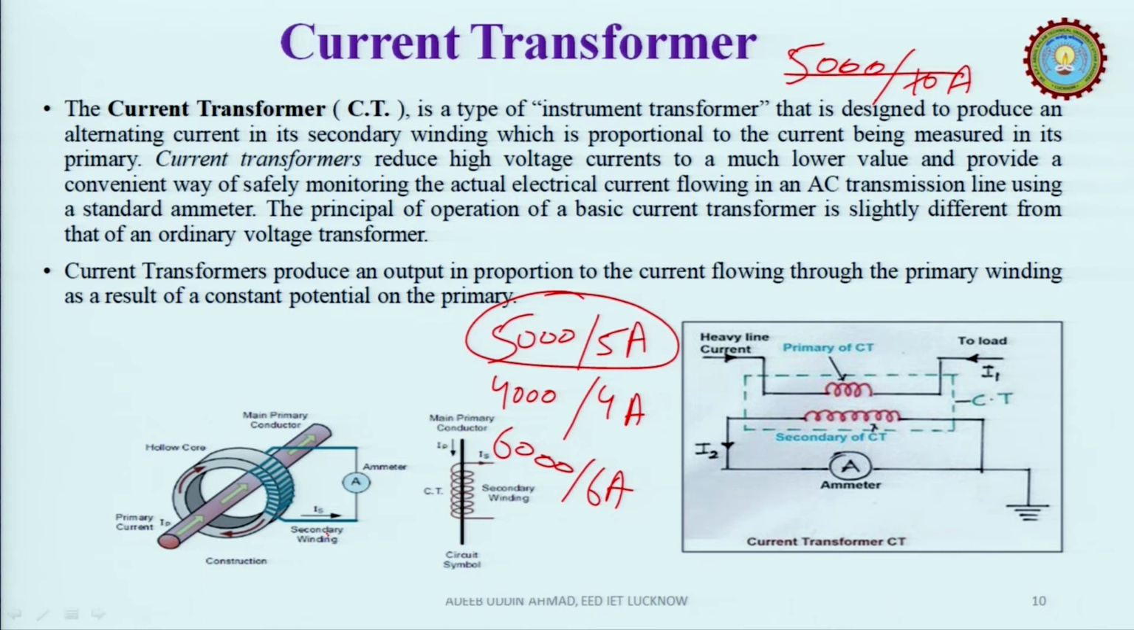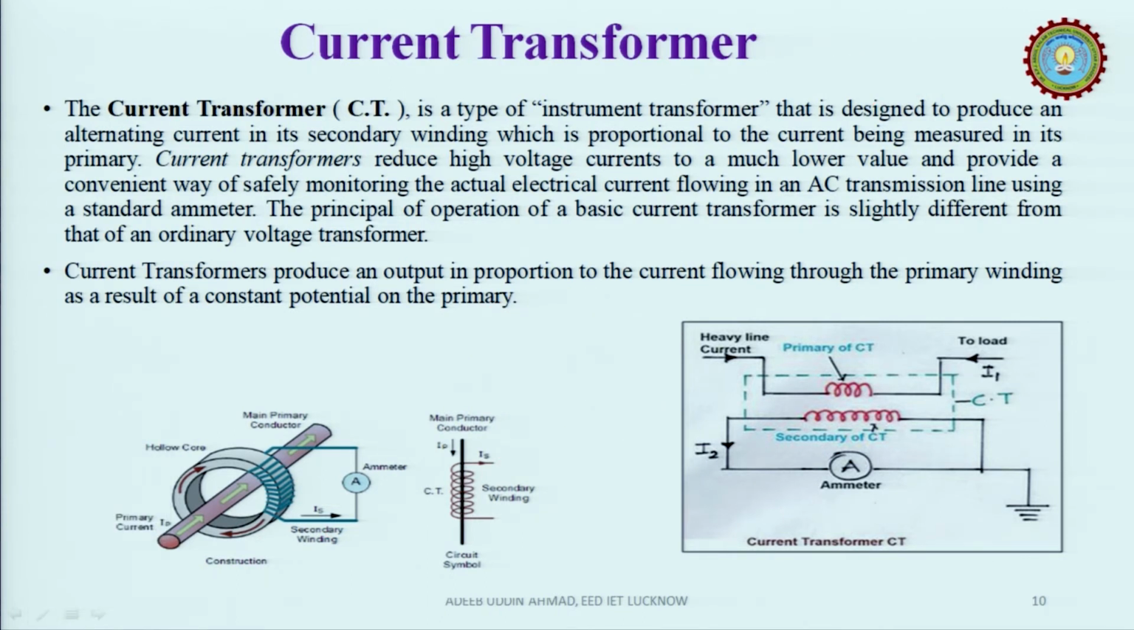So, we have some primary, and the primary and the secondary are magnetically linked with each other with the help of flux. So, when current in the primary moves, this current will be reflected in the secondary, and this secondary current can be detected with the help of an ammeter. So, we have a main conductor and the secondary winding.